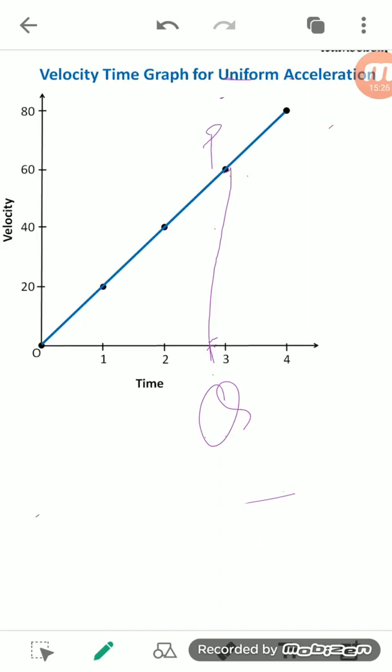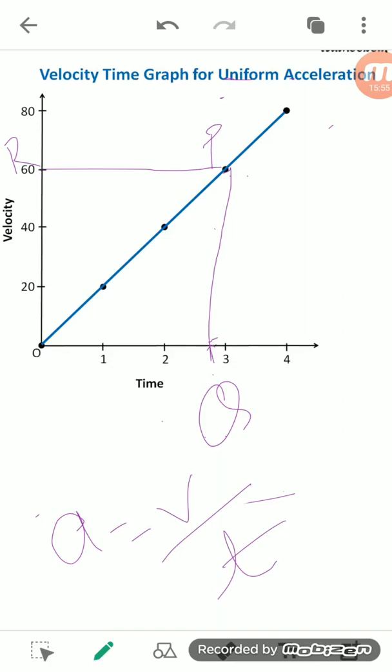Okay, and again I am joining this line to that of the velocity, and I am writing this one as r. So this is the velocity, this is the time, this is the perpendicular which we drew on the time axis. So we know the formula of acceleration: acceleration is equal to change in the velocity upon time taken.